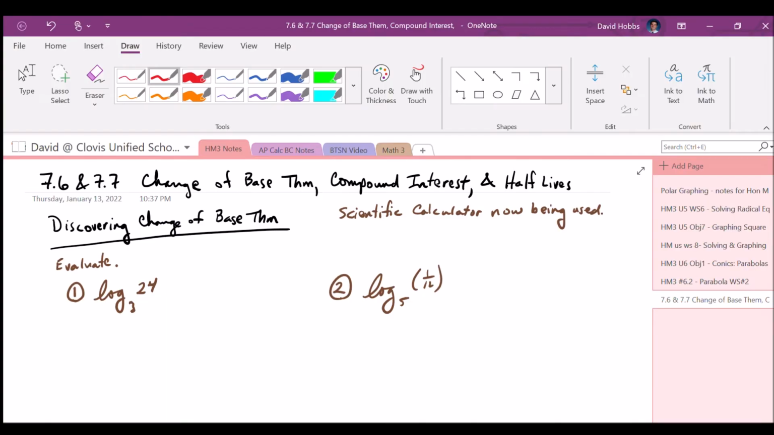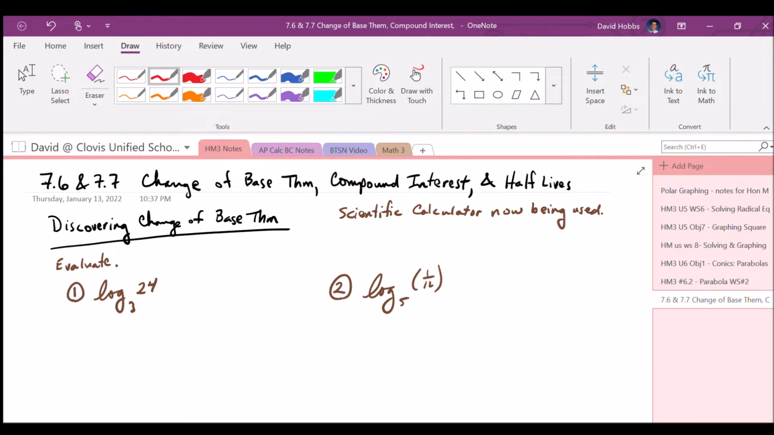This is Honors Math 3, and this is Objective 6 and Objective 7 together in Unit 7, the logarithm and exponential function unit. And in this lesson, we're going to find out about the change of base theorem for logarithms, compound interest, and half-lives.